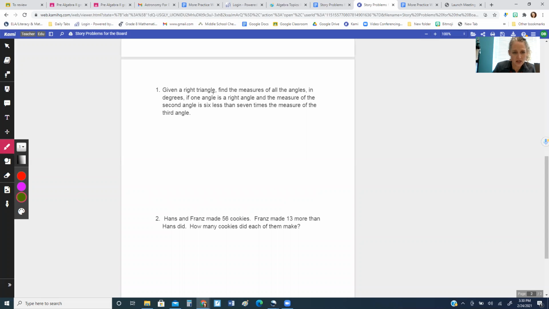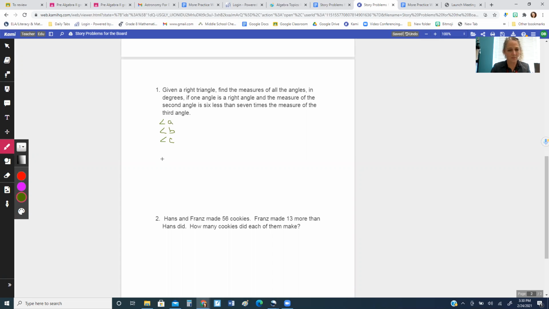So given a right triangle, find the measures of all the angles. I'm going to sit there and go, okay, what do I know about angles? Number one, I know that all the angles in a triangle add to be 180. So I'm going to call it angle 1, angle 2, and angle 3. Actually, I think I'm going to call them A, B, and C. Let me tell you why, you'll see in a second. So I'm going to call them angle A, angle B, and angle C.